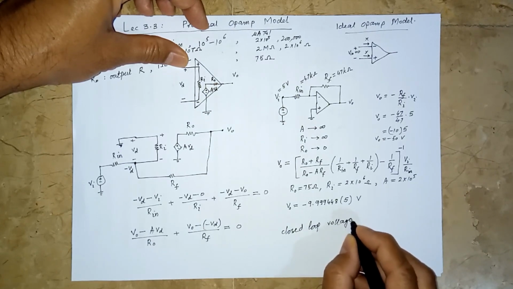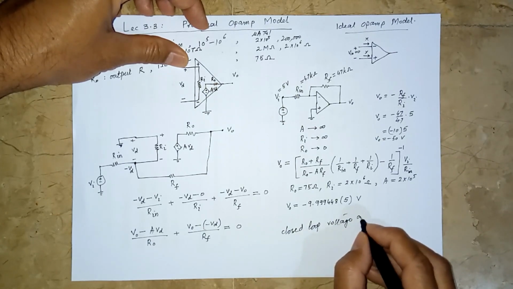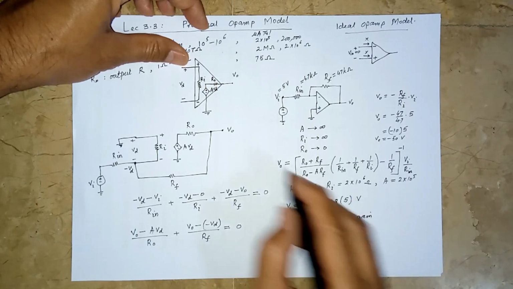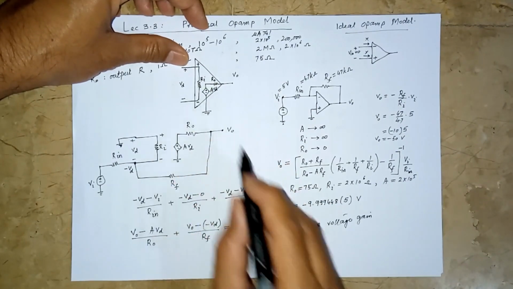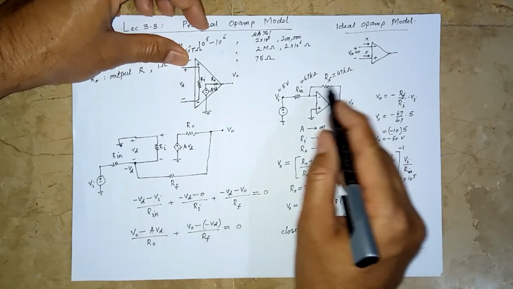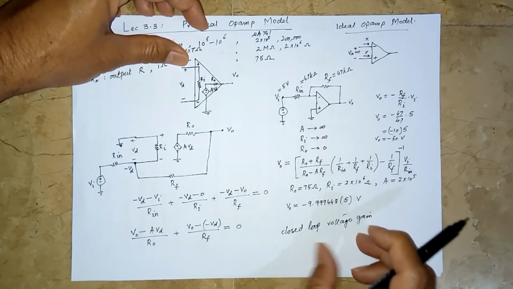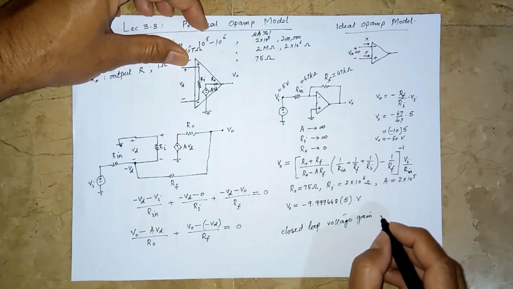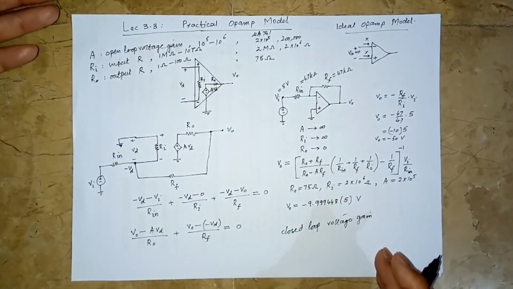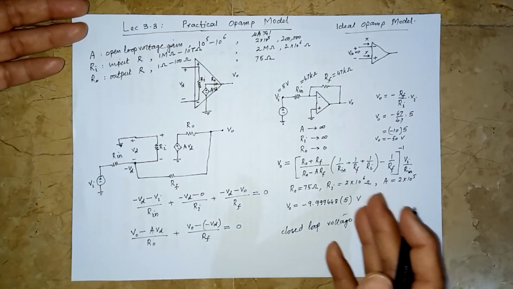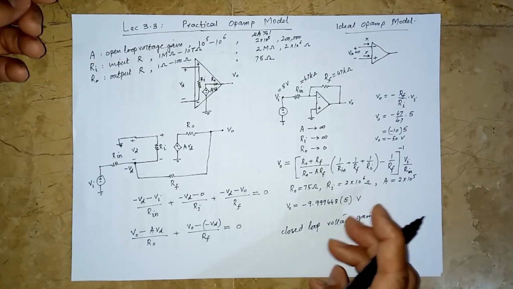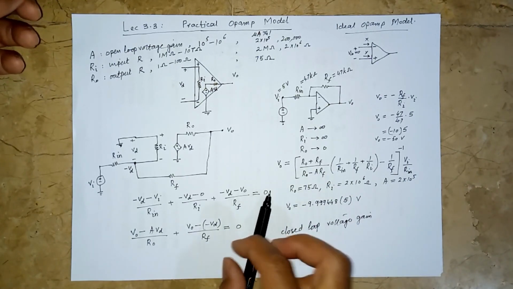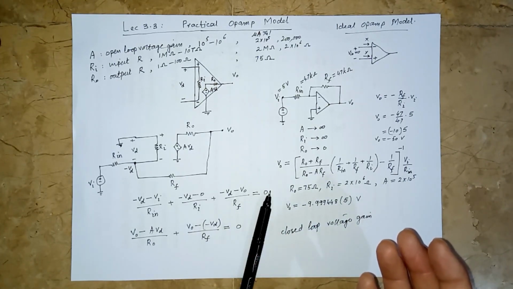So what's the difference between an open loop voltage gain and a closed loop voltage gain? When there is no feedback, it's open loop. When there is feedback, it's closed loop. And just look at the values of the two. One is very small and the other one is very large. In a later video, we are going to look at some of these considerations and discuss them.